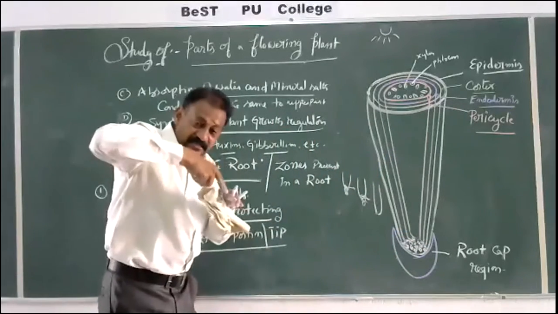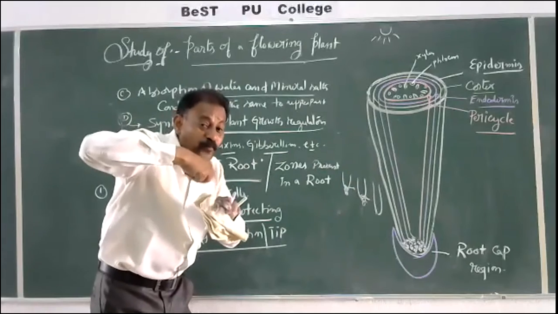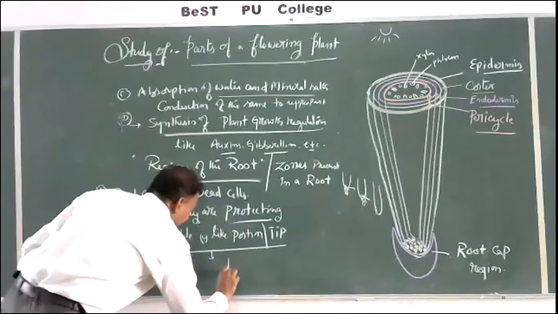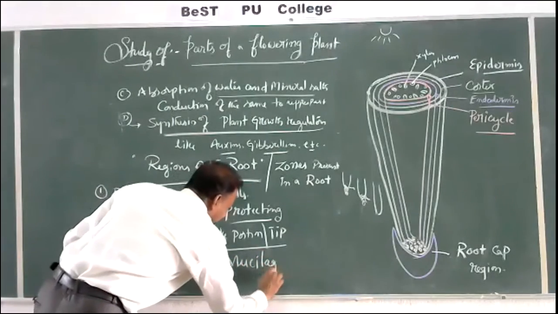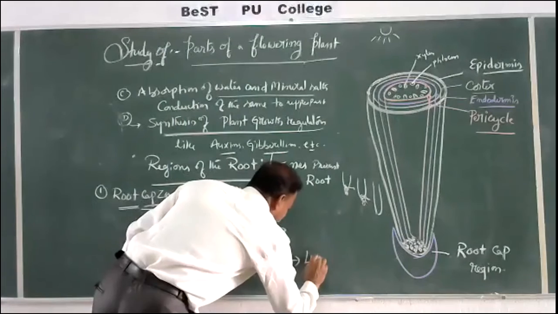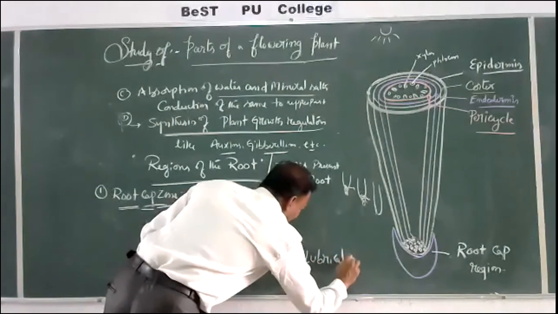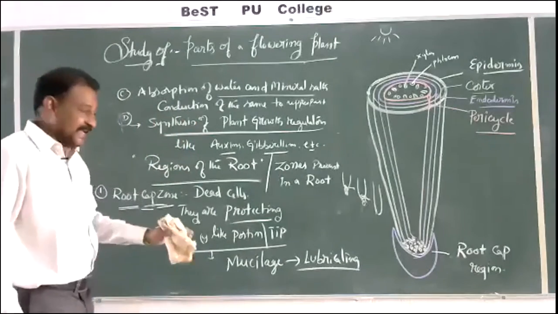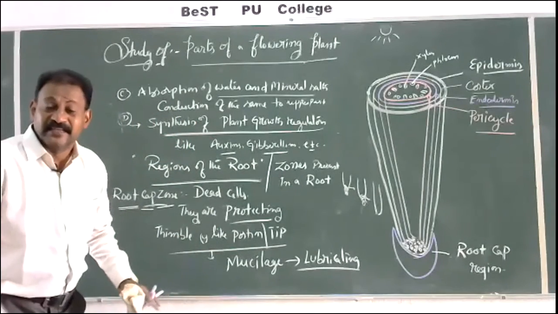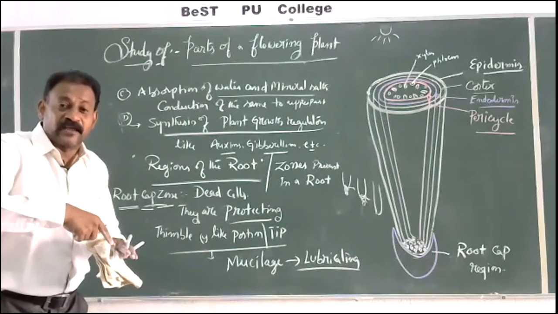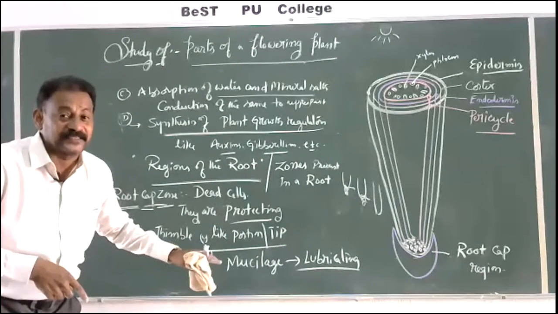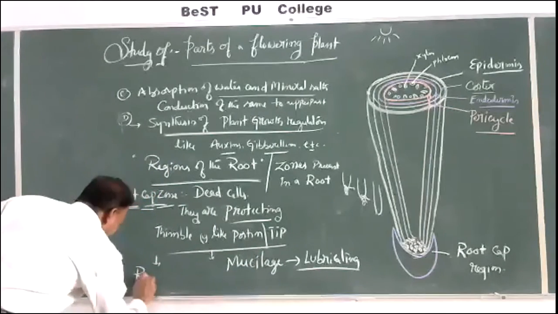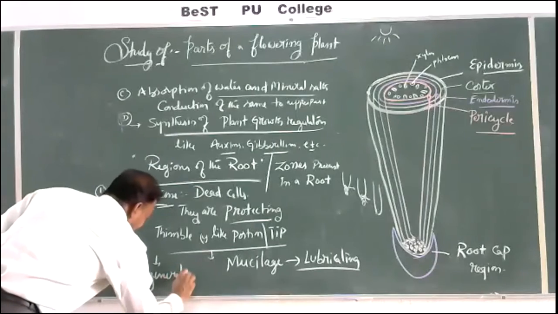Again, it is responsible for smoothening or lubricating the soil with the help of mucilage, which lubricates the soil. So easily it will enter into the soil. And sometimes the root cap ruptures when it is moving into the soil. Again, it has the capacity of regeneration.